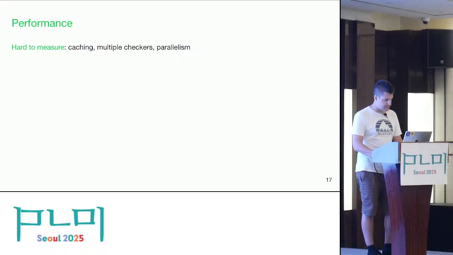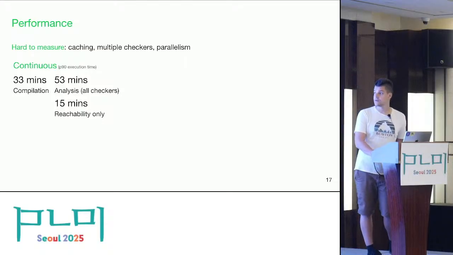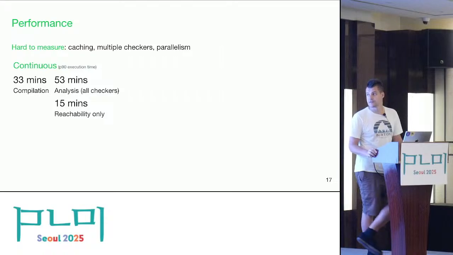Just a few words about performance. In general, it's quite hard to measure because in production we have caching, we have multiple checkers, and Infer is running in parallel. But in general, the continuous analysis that runs periodically takes 33 minutes to compile the entire WhatsApp Android and around 50 minutes to analyze, out of which, if you only run reachability, is 15 minutes.